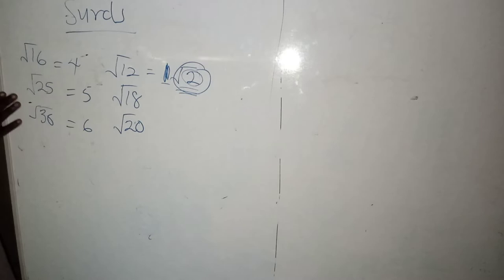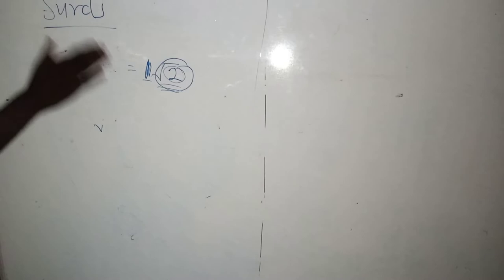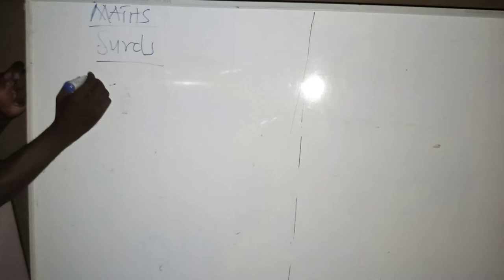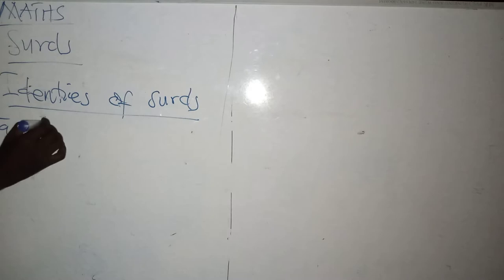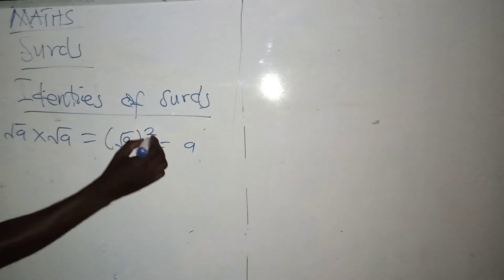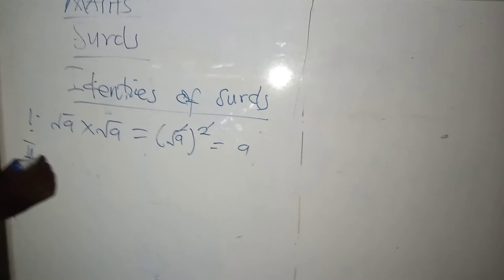Now, in this lesson, we are coming to learn some of the identities of sets, and I would like to run faster here. Number one, the first identity of sets: if you have a set multiplied by the same set, it is equal to root of a squared, and this equals a. This cancels out this.